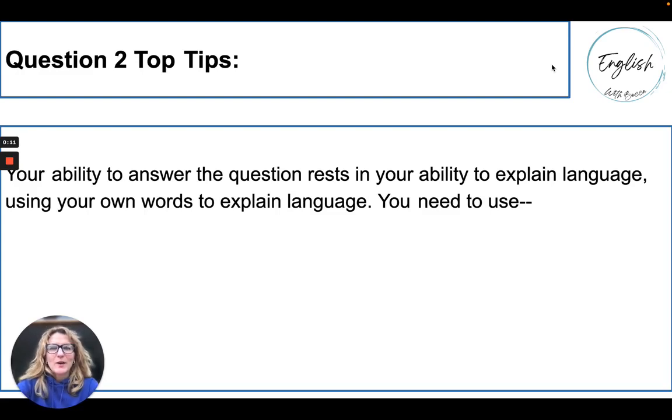Okay, English language, paper 2, question 2. I'm going to give you some top tips. Your ability to answer the question rests on your ability to explain language using your own words to explain the words the writer has used. Why has the writer used those words? Why has the writer used those techniques?